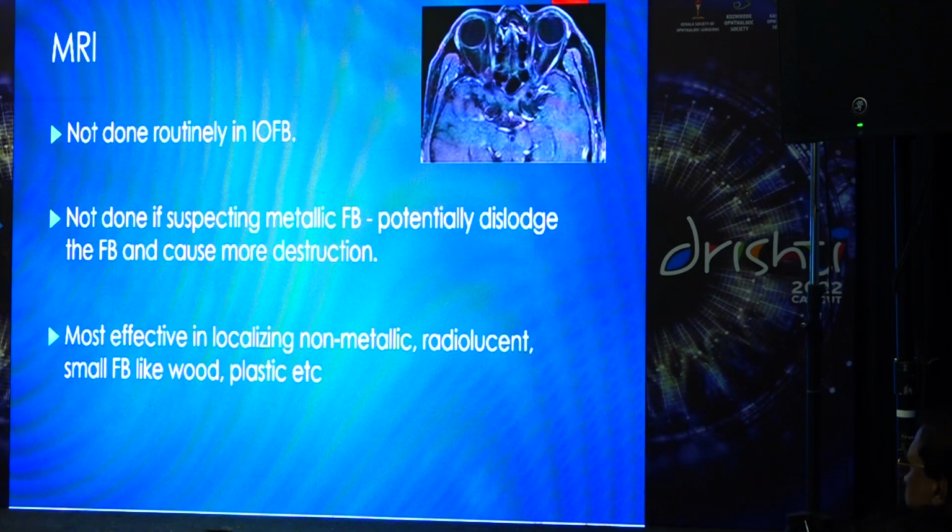So MRI, it is not routinely done in case of an intraocular foreign body, especially not done if you are suspecting a metallic foreign body because it can cause potential more damage, but it is more effective in localizing non-metallic radiolucent foreign bodies like wood and plastic.